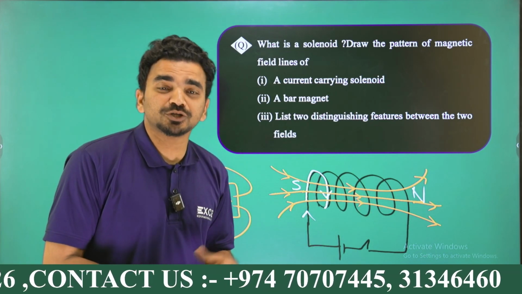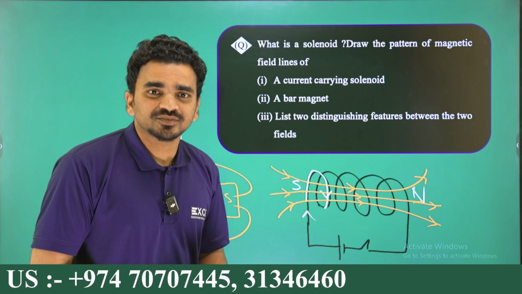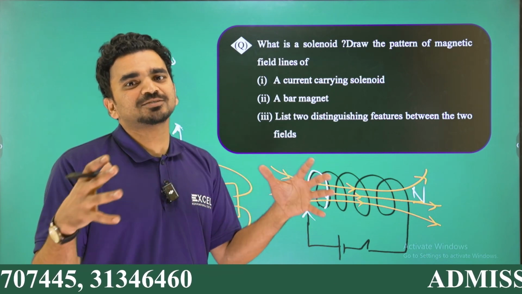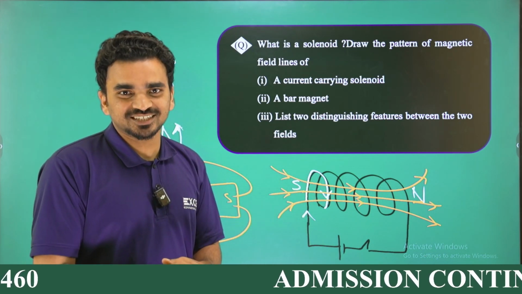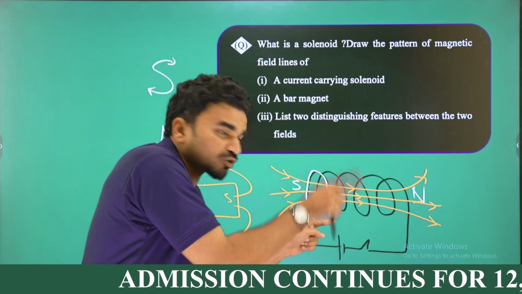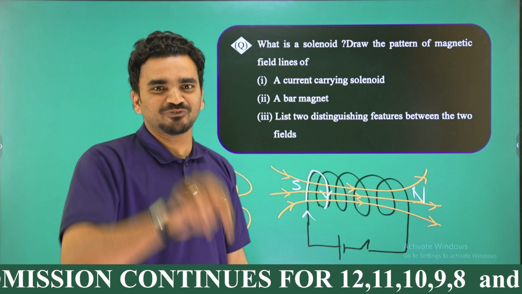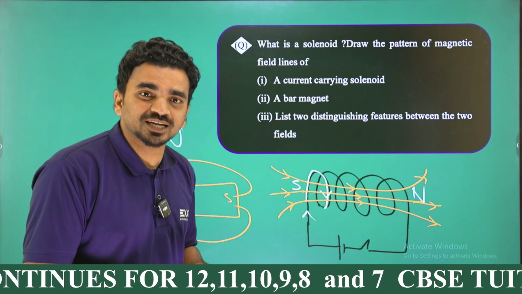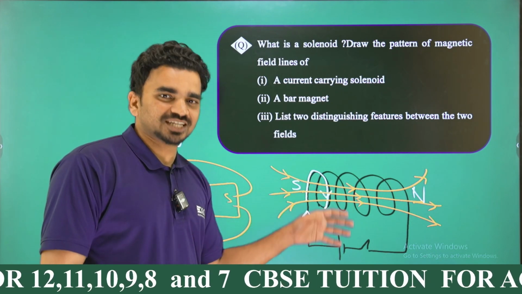In what ways can we change solenoid magnetism? Pause the video and think. Yes, if you change the current in the solenoid, the magnetism changes. It becomes a weak magnet or a strong magnet. If you alter the current or the number of coils, you can change the magnetic field strength. Those are the two ways. Either by changing current or number of turns, or by putting something inside. I will tell you that.